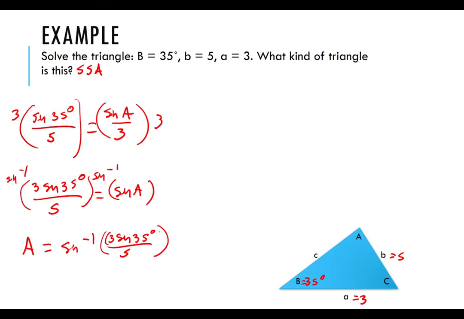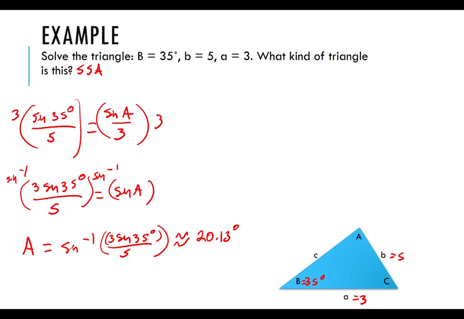Okay, so make sure you've got some parentheses in there. We're going to round to 2 decimal places, or the hundredths place. And so I get that sine inverse of 3 sine of 35 degrees divided by 5 is approximately 20.13 degrees.